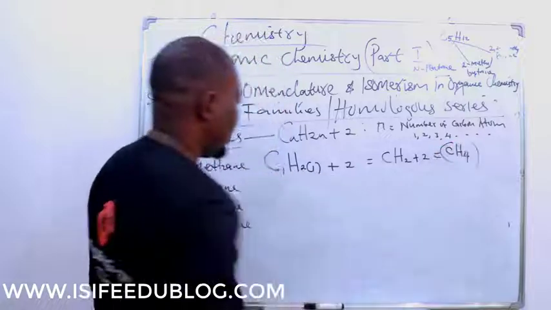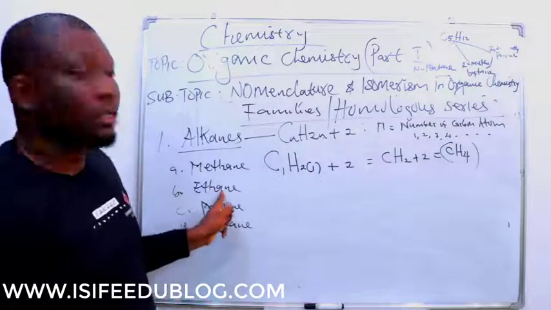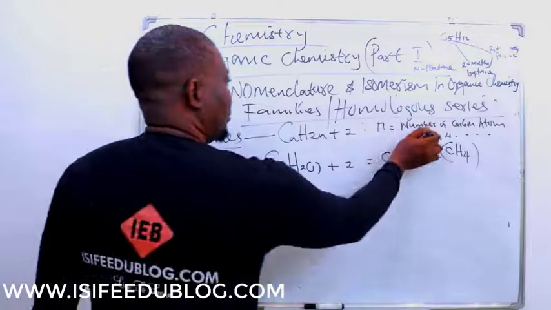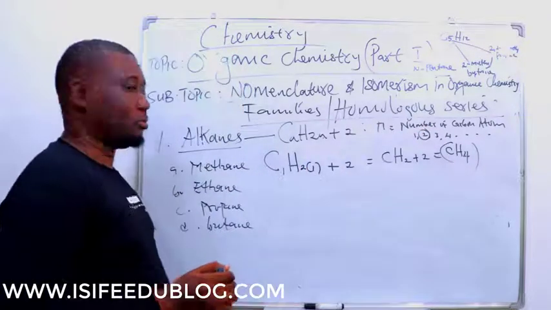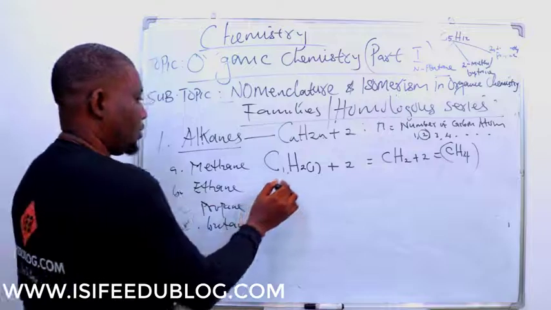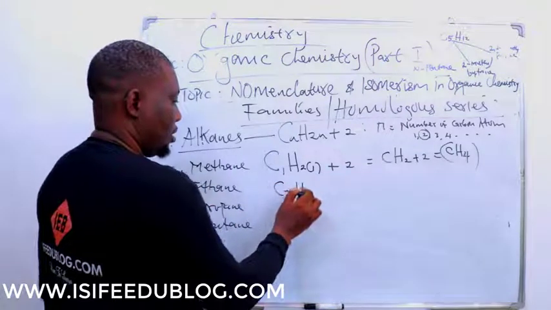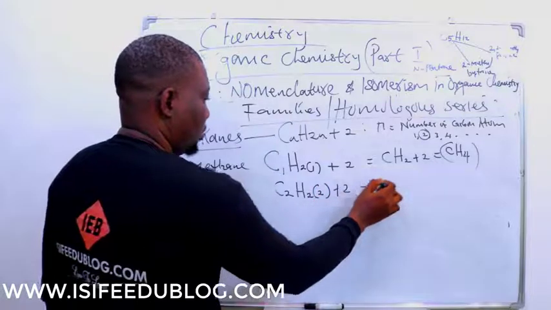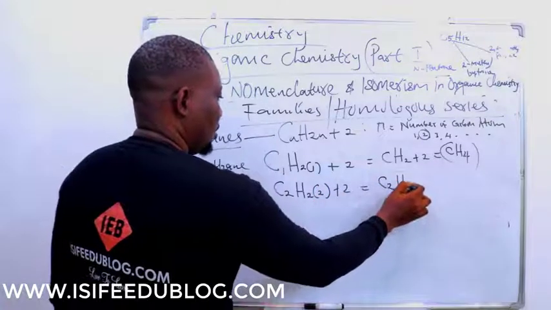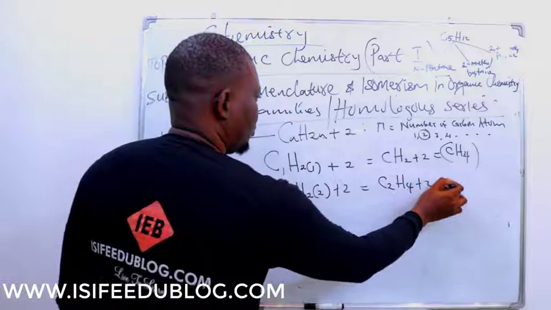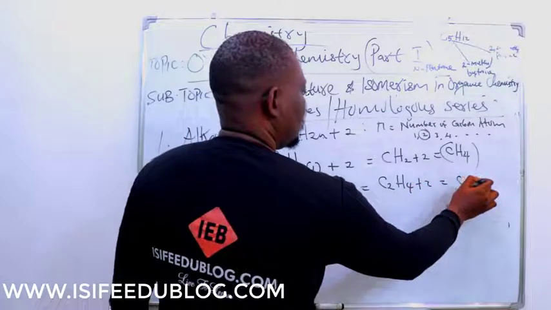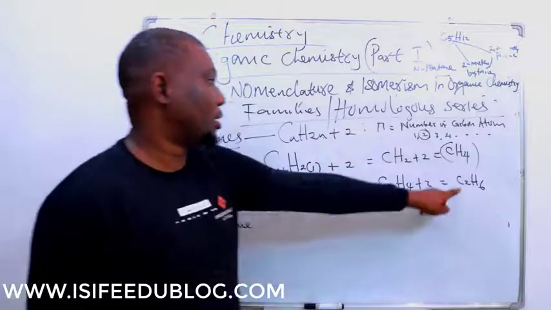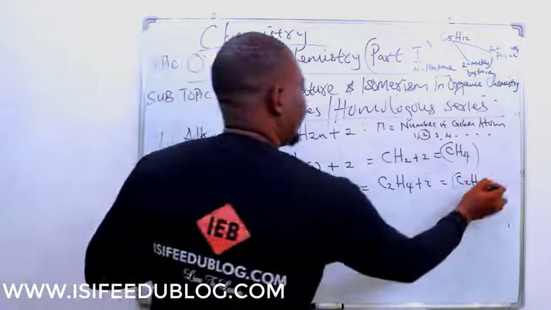This is the molecular formula of methane. And in methane, we take the number of carbon atoms there to be 2. So here we have C2 H2 bracket 2 plus 2, which is C2 H4 plus 2, which is C2 H6. And this is the molecular formula of ethane.